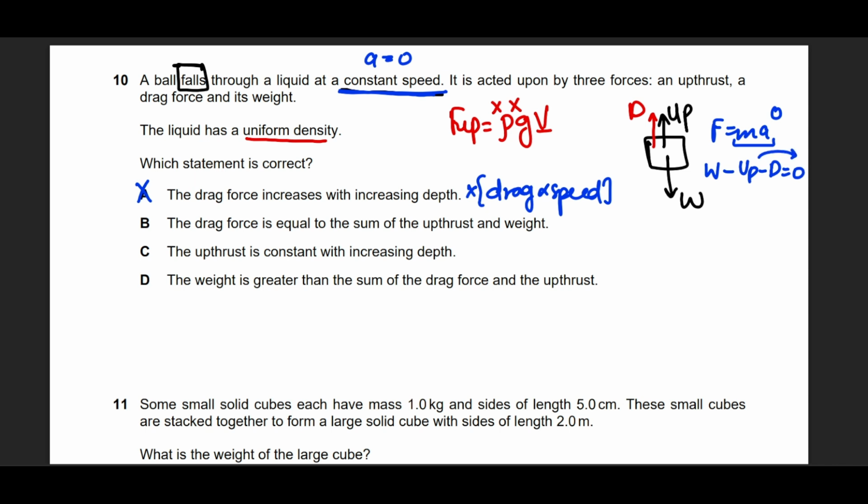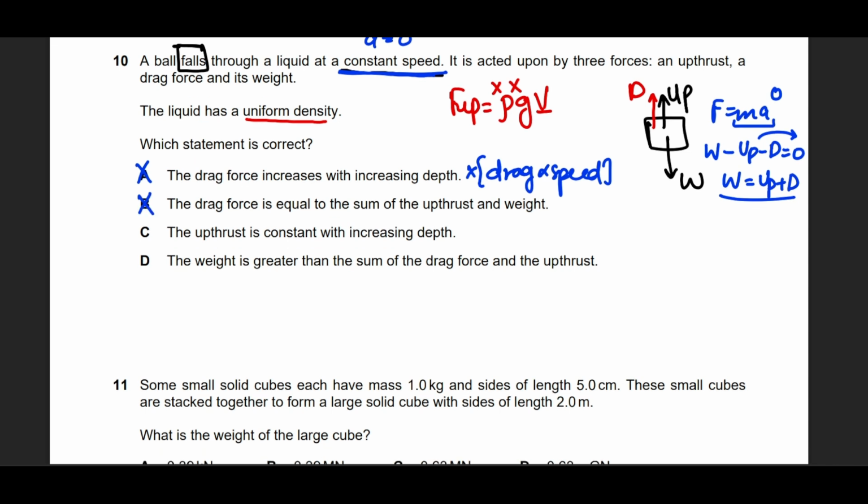Let's take this over there. So this becomes W equals upthrust plus drag. Right? So they are equal to this equation. So he says drag is equal to the sum of, no. So this is fundamentally wrong in terms of Newton's second law.